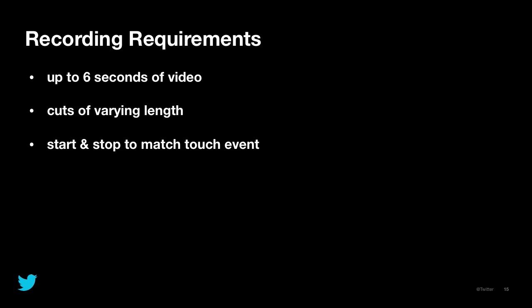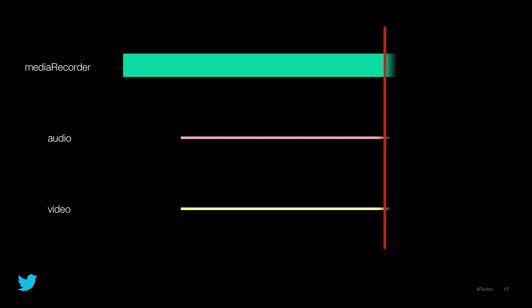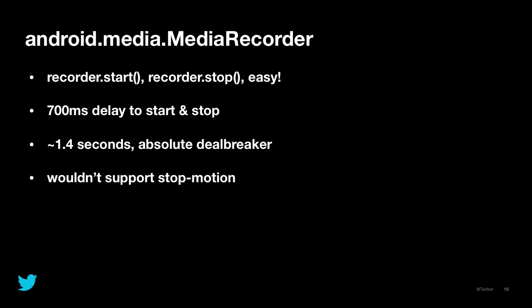We've got a media recorder in Android, media recorder.start, media recorder.stop. Why not? So I'm going to illustrate what happens when you just use the media recorder. We're going to think of the horizontal x-axis as time, getting bigger on this side. And I'm going to try to illustrate the green bar filling up, and then there are going to be lines for video and audio as they begin recording. So this is what happens with the media recorder. You start, and then the audio and video kick in. And then you stop, and then the audio and video stop. And it turns out there's about a 700 millisecond delay on both sides.